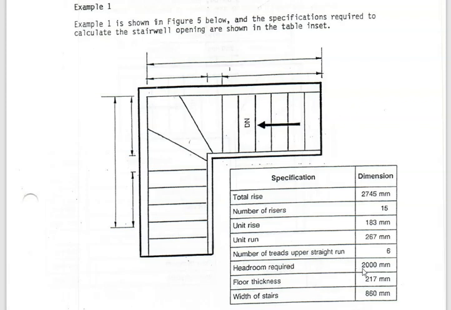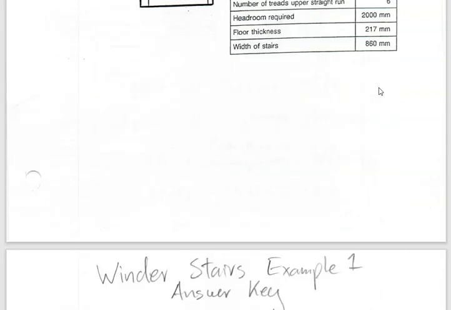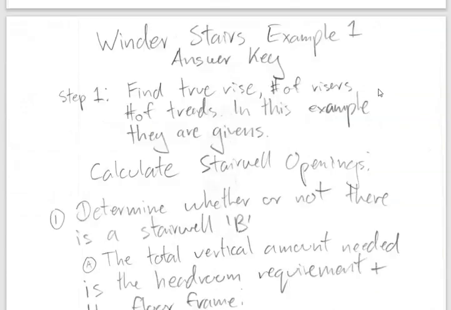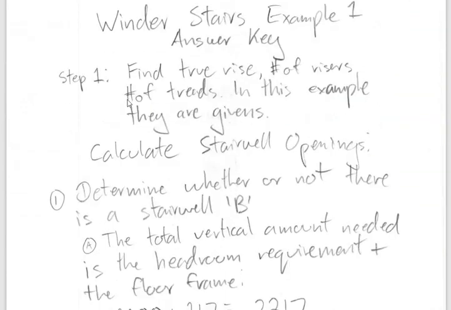We have the headroom required, in this case 2,000 millimeters, and we have a floor frame thickness of 217 millimeters. Okay, and we have a bit of an answer key here, really walking you through the steps. This just repeats what I just mentioned. Usually you need to find the true rise, number of risers, number of treads. In this example, they are given to you. So we jump straight to calculating the stairwell openings.